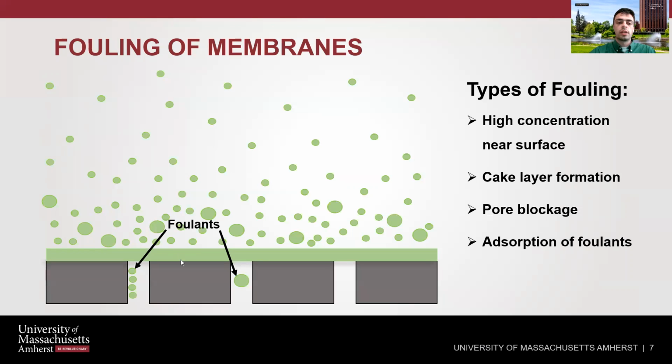Another is the formation of a cake layer. Particles can also become attached to the surface of the membrane, forming a layer that blocks the surface and prevents any particles from coming in contact with the membrane.